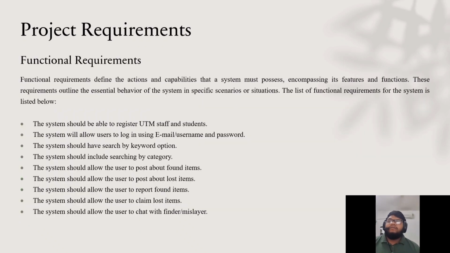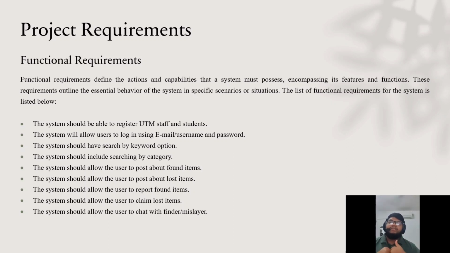And for the project requirements, the requirements gathered are functional requirements. Functional requirements define the actions and capabilities that a system must possess, encompassing its features and functions. These requirements outline the essential behavior of the system in specific scenarios or situations. The list of functional requirements for the system is listed below.